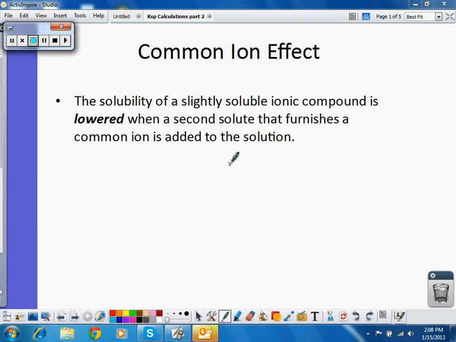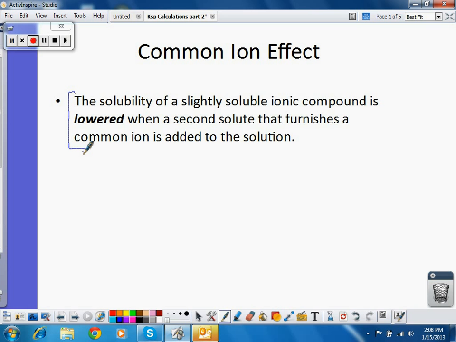Okay, before we move on to Q calculations, there's one other time where we can calculate equilibrium concentrations of ions. And this is something where we have a common ion and something called the common ion effect. This is the definition of the common ion effect. An ionic compound's solubility is lowered when you have a common ion present in the solution.